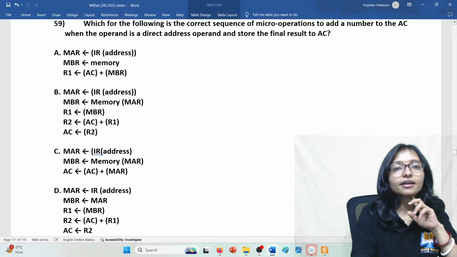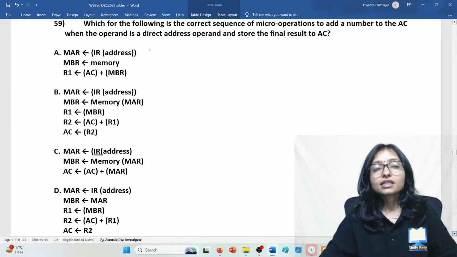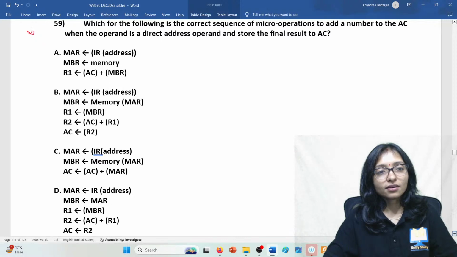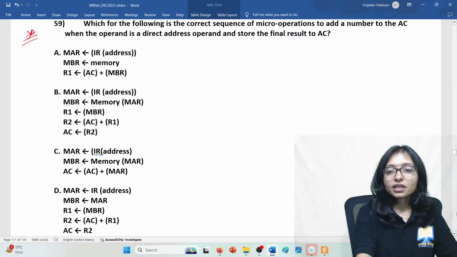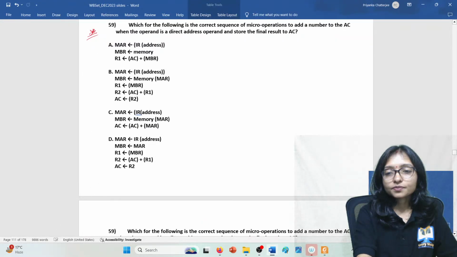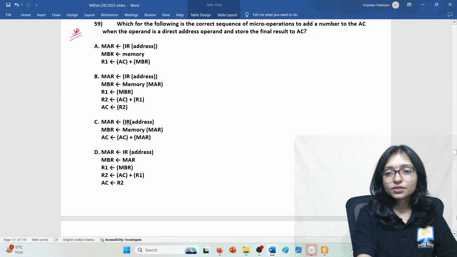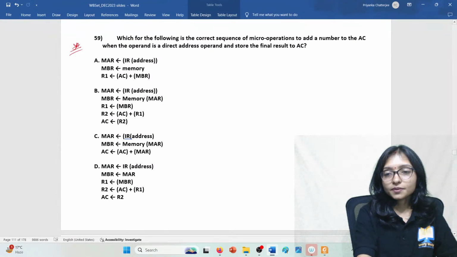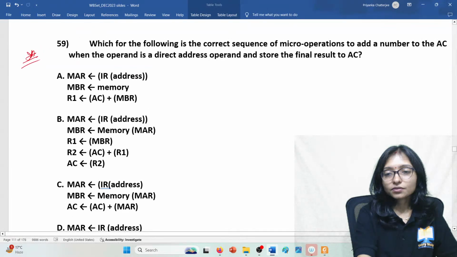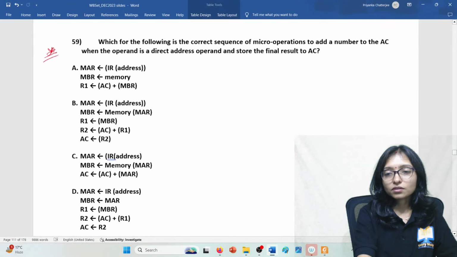Now see that here. Which of the following, this is a very good question, very conceptual question, very good question. Try to understand the question properly, then do the answer. I hope it is visible. I hope this is visible.